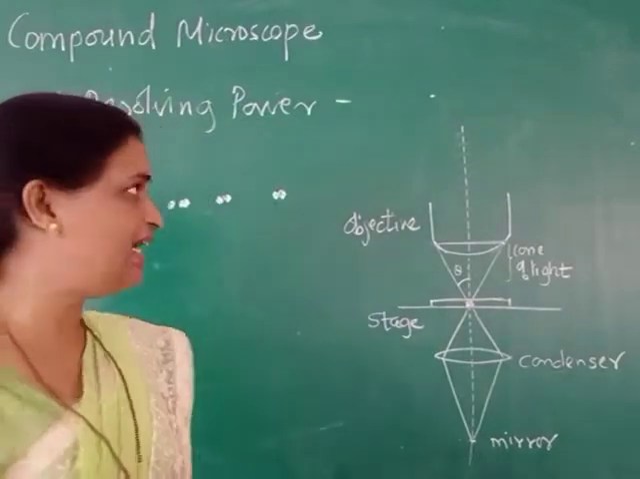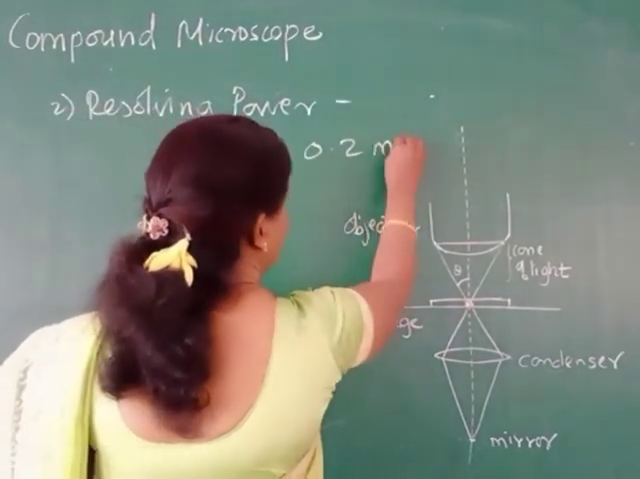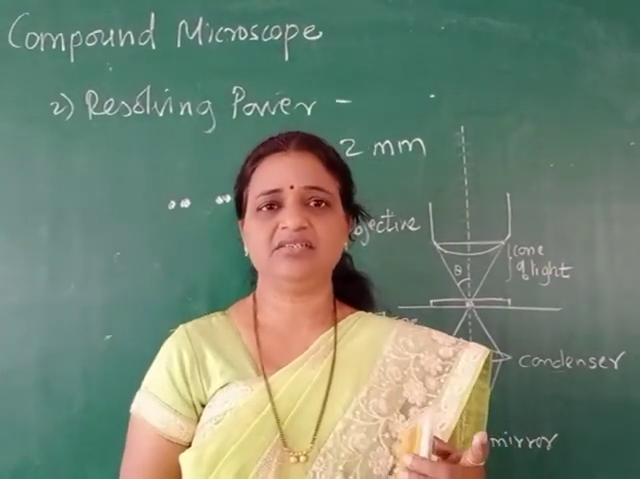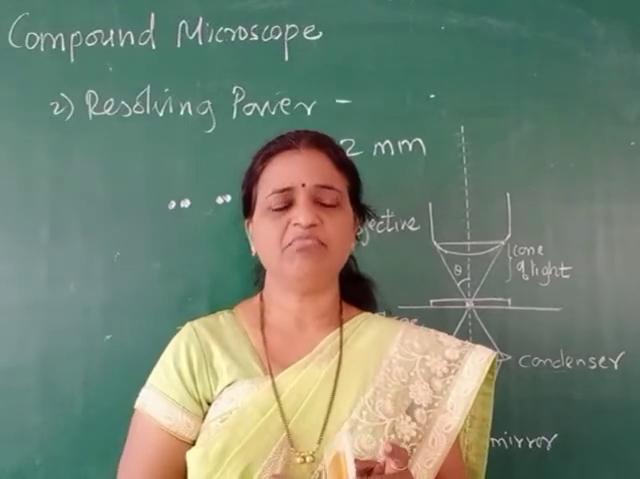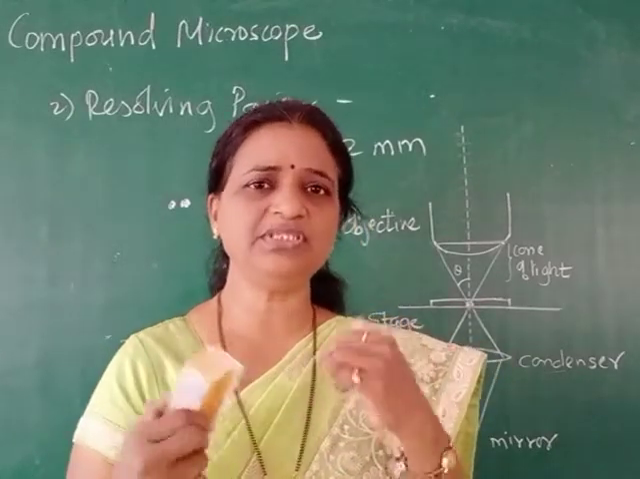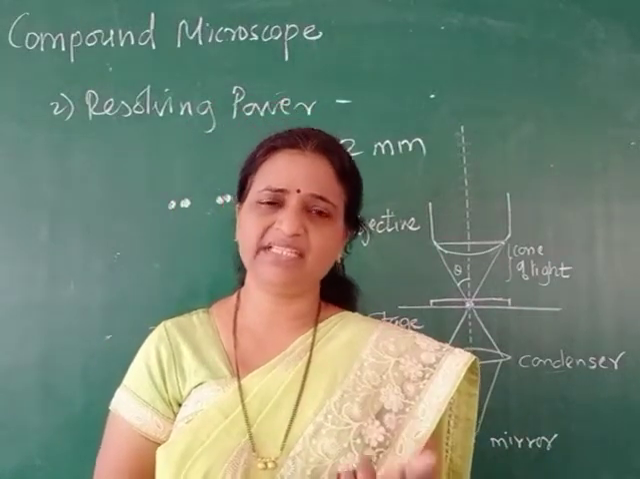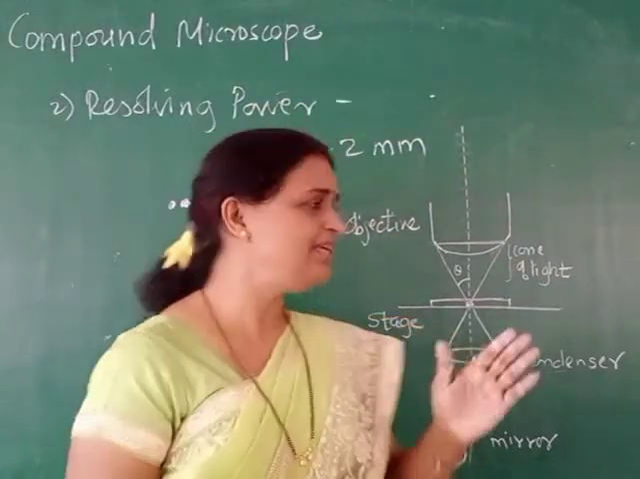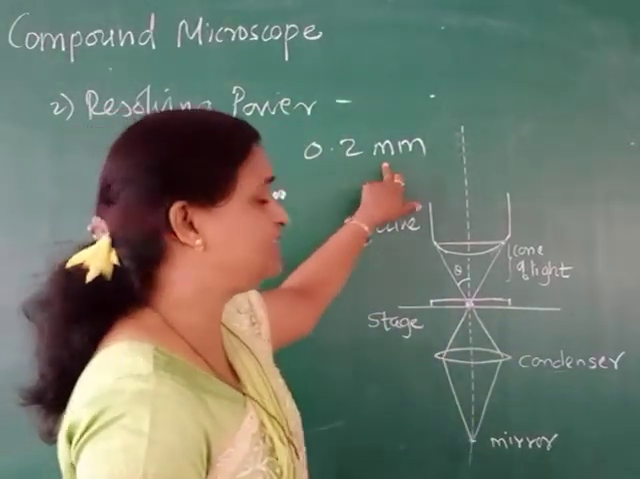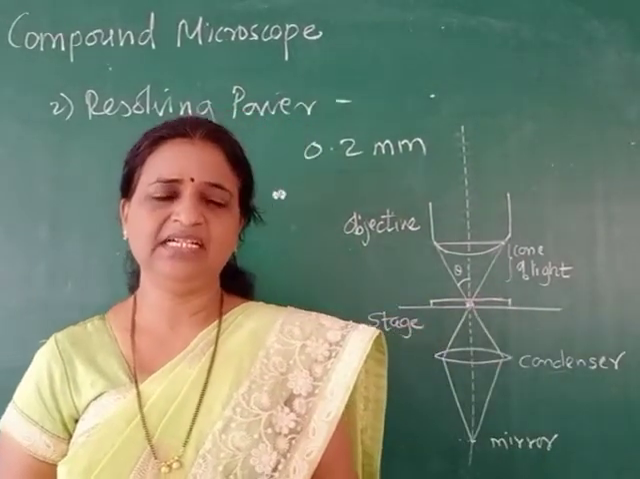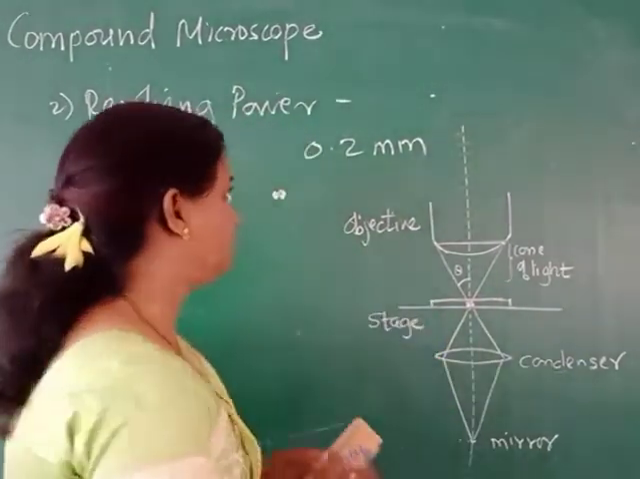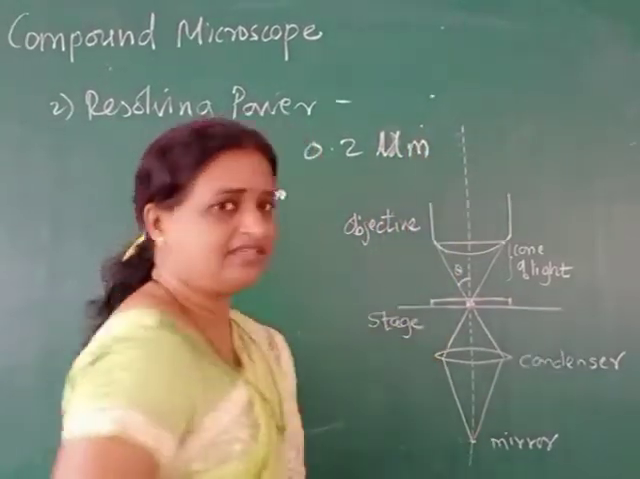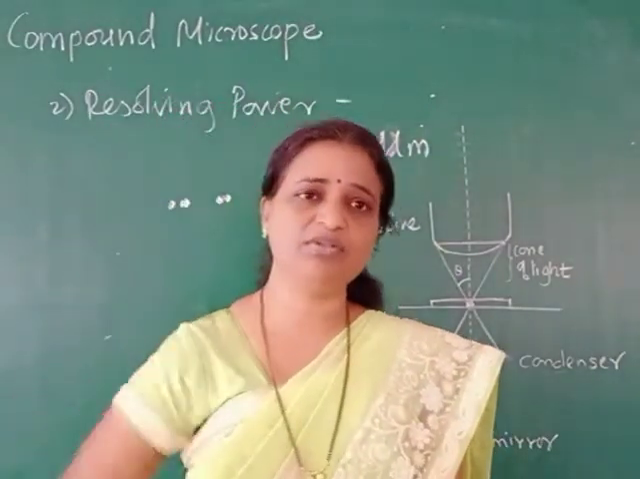In the case of the human eye, resolving power is about 0.2 millimeter. Objects closer than 0.2 millimeter cannot be observed as separate. So in the case of a compound microscope, we have to increase the resolving power, and only then do we get a clear magnified image. The human eye has resolving power of only 0.2 millimeter, while for the compound microscope, the resolving power is about 0.2 micrometer.